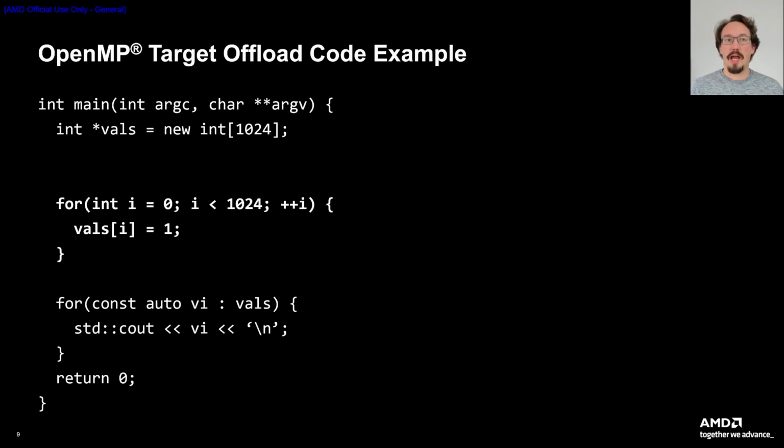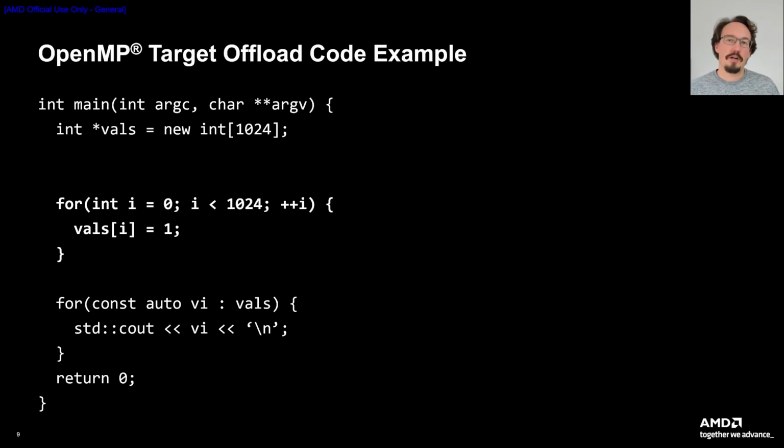Now let's look at an example. Here we have a simple main function with a locally declared and heap allocated array. We have a compute loop that in this example does not do anything meaningful. And finally, we have a print loop that outputs all the values.